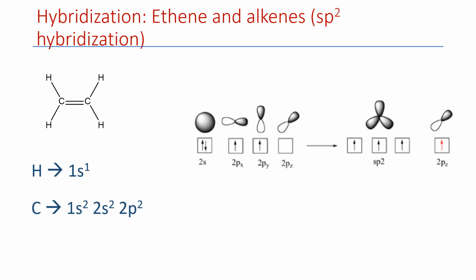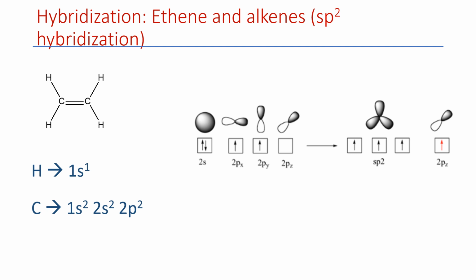So what about the sp2 hybridization that we will find in ethene and alkenes? In the case of alkenes, the carbon again will have the same distribution of electrons as before. But now, instead of the mixing between the three p orbitals and the s orbital, the mixing here will take place between one s orbital and two of the p orbitals, leaving the third one as it is, as a p orbital. So this is why it's called sp2.